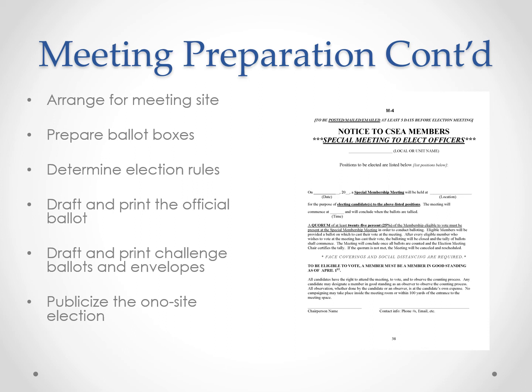Let's start by looking at the meeting notice. As you can see, it indicates the time and place of the meeting, clearly stating the purpose is for the election of officers only. And it explains that a quorum of at least 25% of the membership eligible to vote must be present in order for the voting to take place. It also explains the right of candidates to be present and to observe each stage of the balloting and counting process.